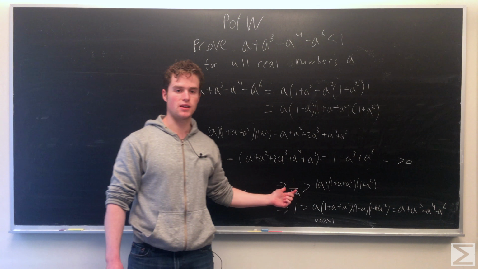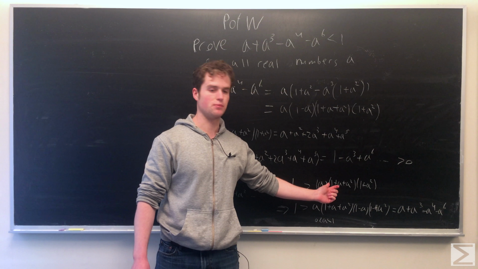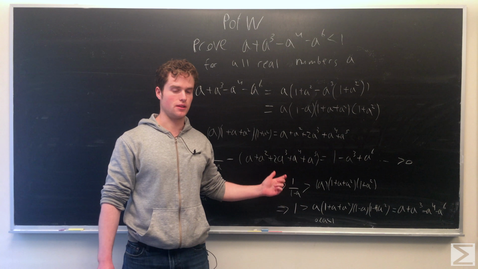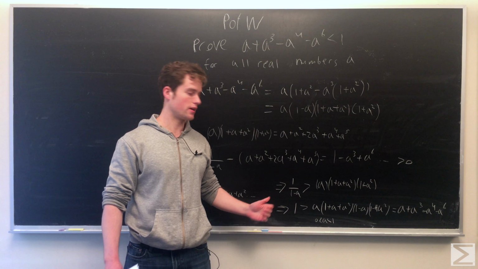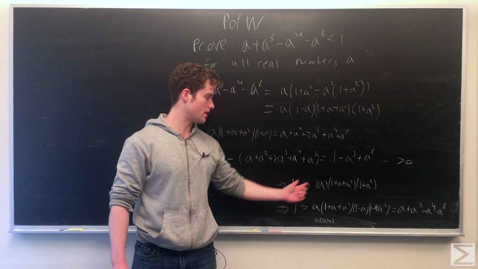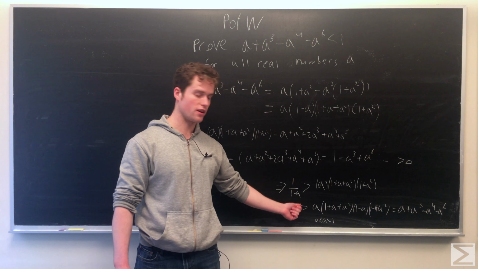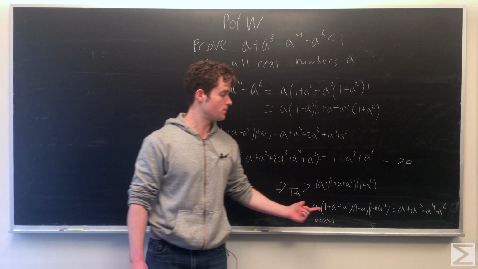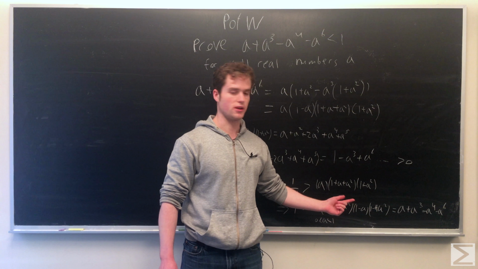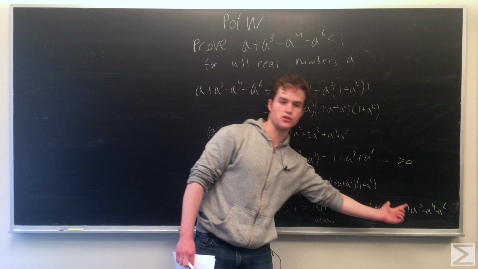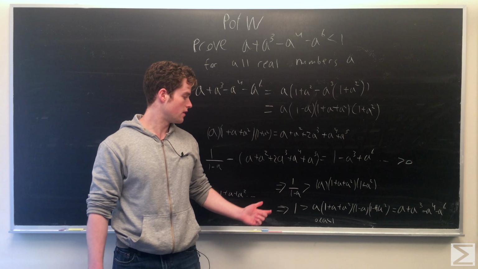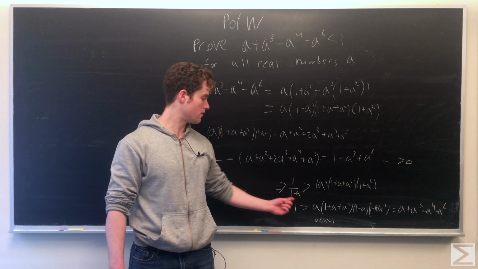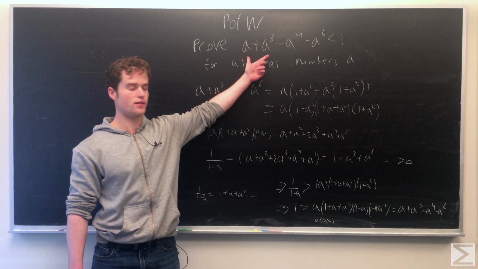We get 1 over 1 minus a is greater than a times 1 plus a squared times 1 plus a squared. 1 minus a is a positive number in the interval we're working in, so we can multiply both sides by 1 minus a. And so we get 1 is greater than a times 1 plus a squared times 1 minus a times 1 plus a squared, which is equal to a plus a cubed minus a to the fourth minus a to the sixth, which is the original thing we were working with. So in the interval where a is bigger than 0 and less than 1, our polynomial is going to be less than 1.